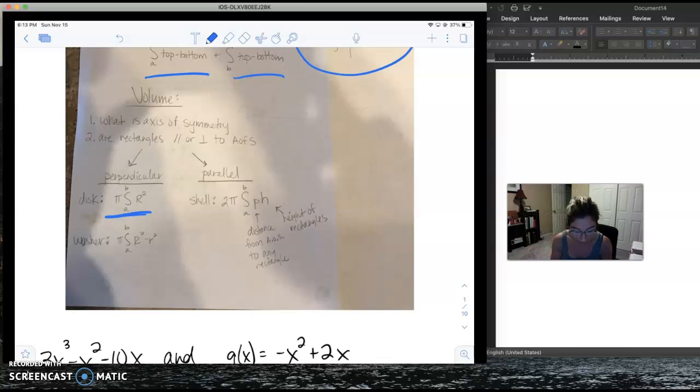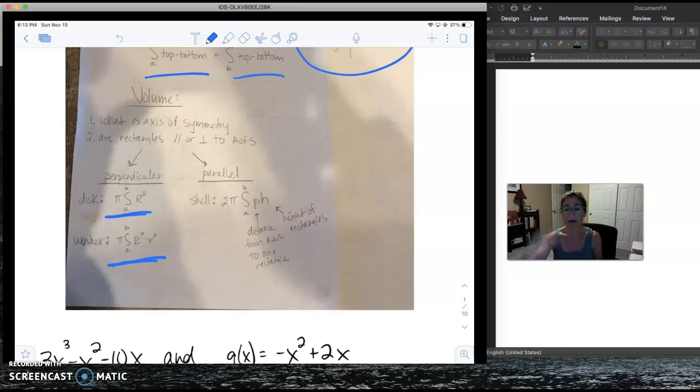Right? If there is a hole, though, then what you have to do is think of a washer. Think of a circle with a hole in it. You've got to find the area of the whole thing, but then subtract out the area of that small hole, right? So you've got to do pi big R squared minus pi little r squared, or bring the pi out as a GCF and do big R squared minus little r squared. That's, again, if the axis of symmetry and the rectangles are perpendicular.